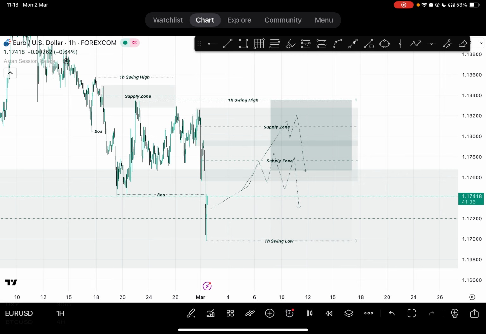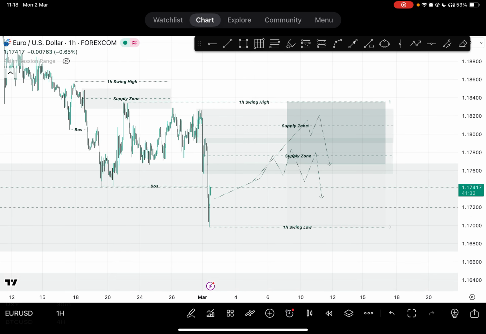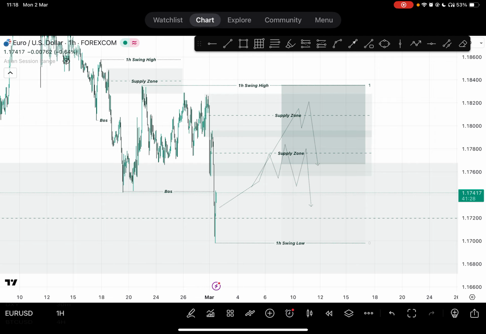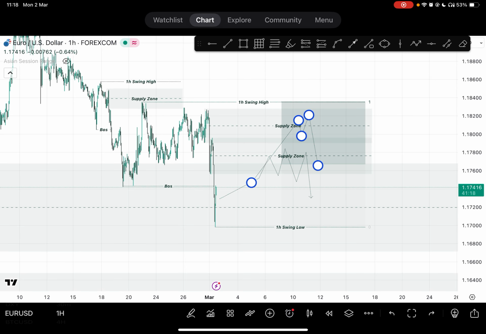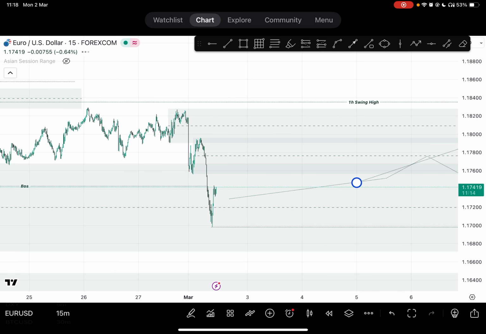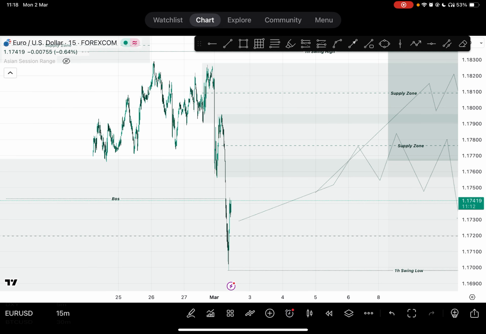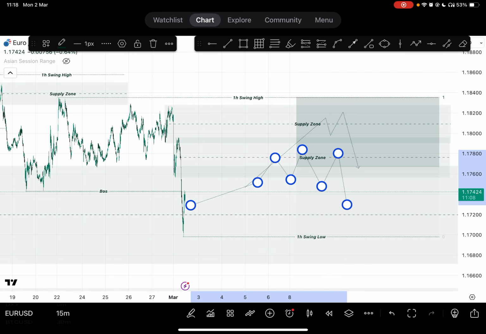Because this is my structure range, right? This is a 1 hour time frame, remember. Another thing I will do is I will also like to refine the supply zone, especially the extreme supply zone. That will lead me to moving down to 15 minute, which is my entry time frame, right? So let me take this out.